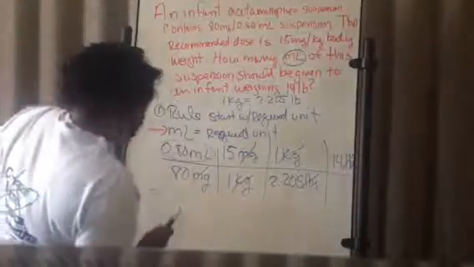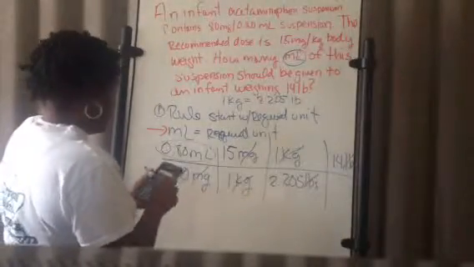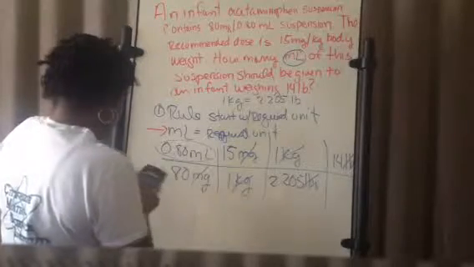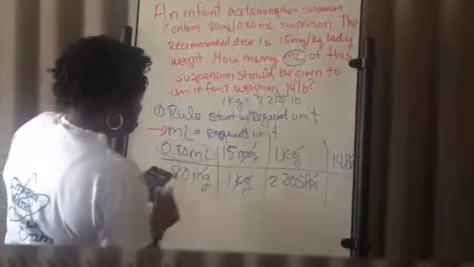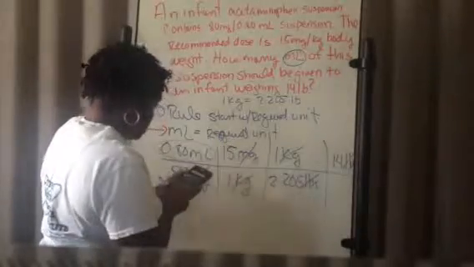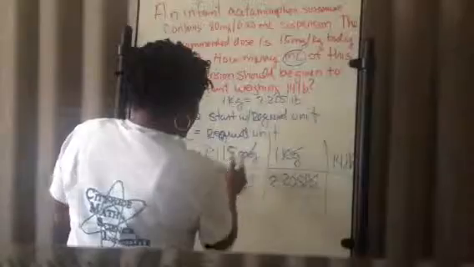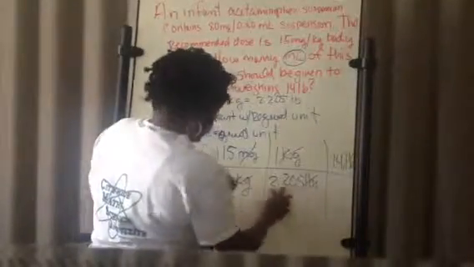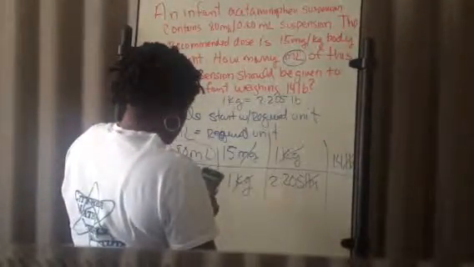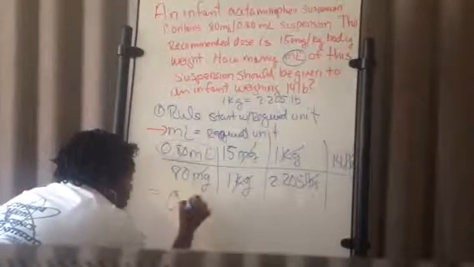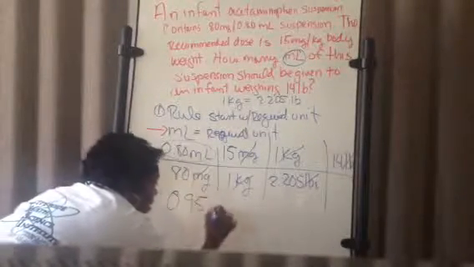Okay, so let's take our calculators out and do the calculations. 0.80 divided by 80. Multiply that by 15. Divide this number by 2.205, and multiply it by 14. And you're left with 0.95 mLs.